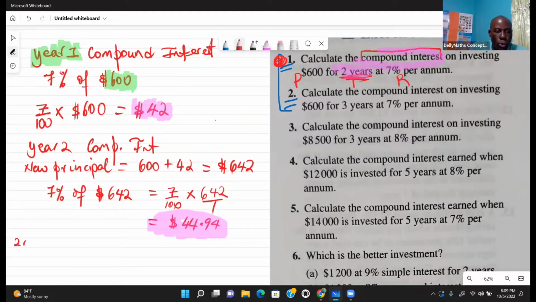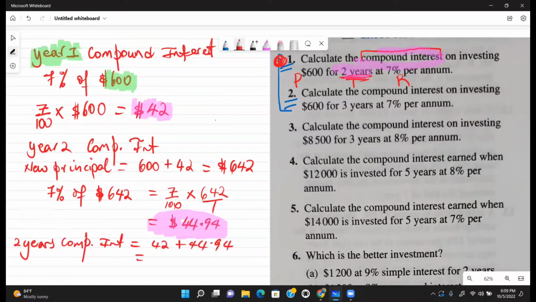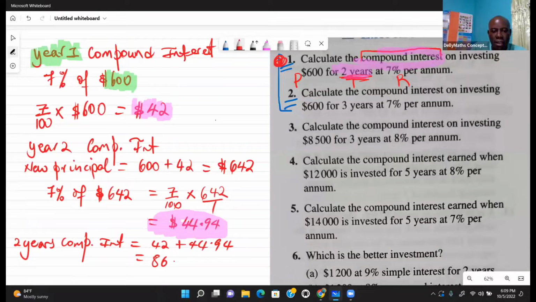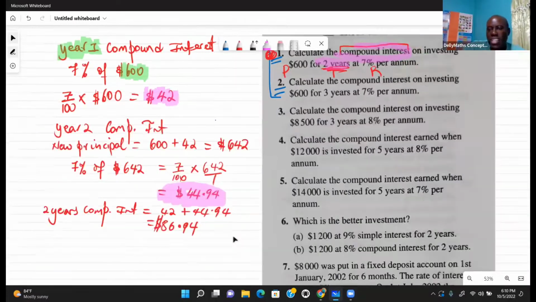Talking about 2 years compound interest. It's going to equal to 42 plus 44.94. 86.94. Thank you very much. $86.94. And that would have been the compound interest over that 2-year period. So let's go for the second method to calculate this same thing here.